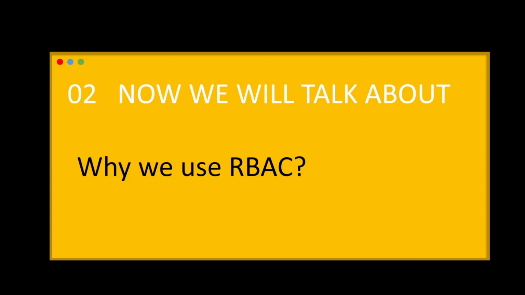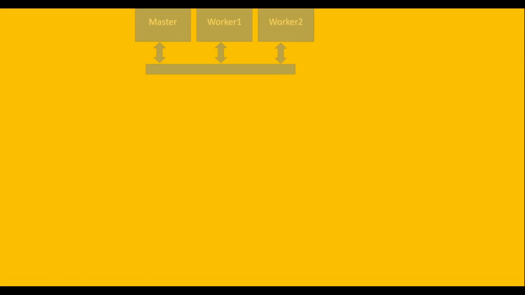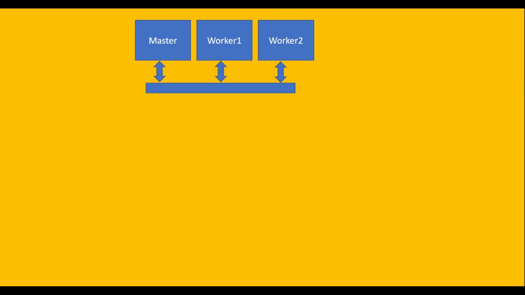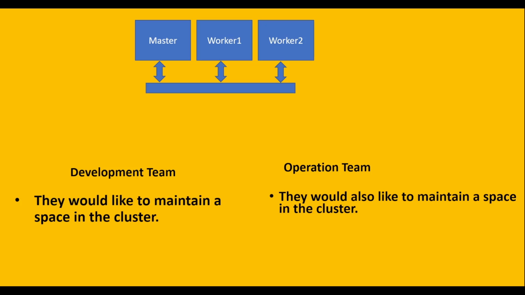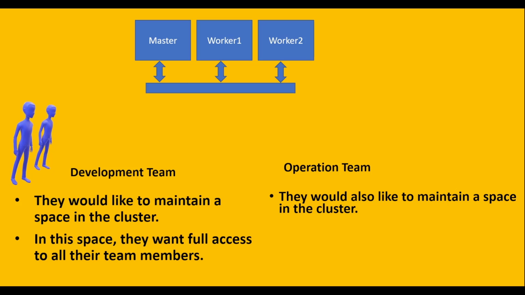Let's understand with the help of 3D animation why we need RBAC. Let's suppose we have one Kubernetes cluster. This cluster can be used by several teams or clients. Multi-tenant approach, as the workload of each tenant needs to be isolated. Let's suppose we have two teams in an organization. One is the deployment team and the second one is the operation team. Both teams want a dedicated space in the cluster. Both teams would like to maintain a space in the cluster.